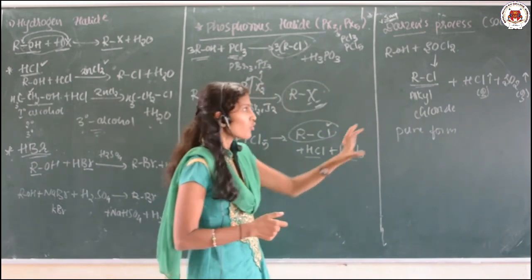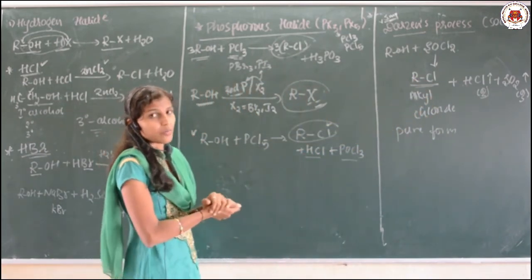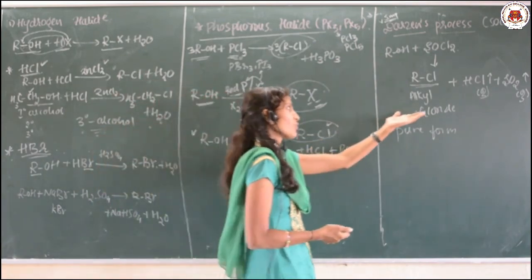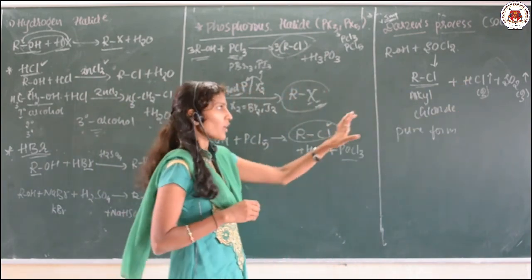So, only the pure form of RCl is available, whereas in other methods a mixture is available, so we have to separate it out. But here there is no need for separating. Gaseous products will escape, and only RCl will remain.